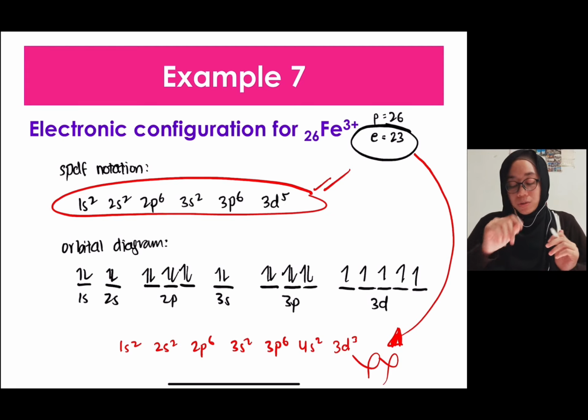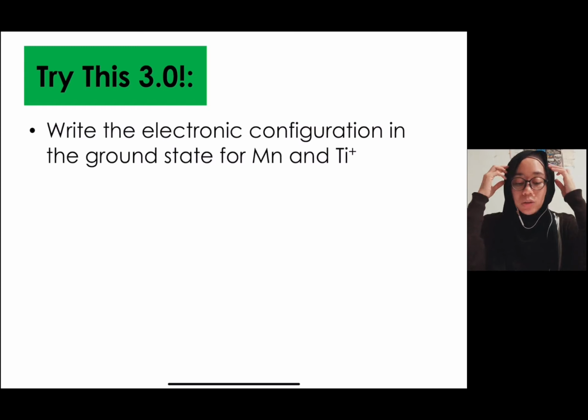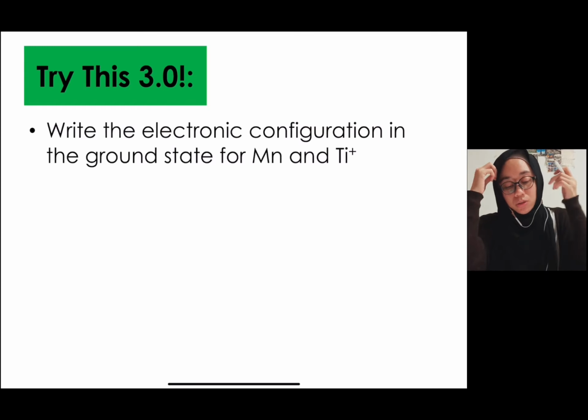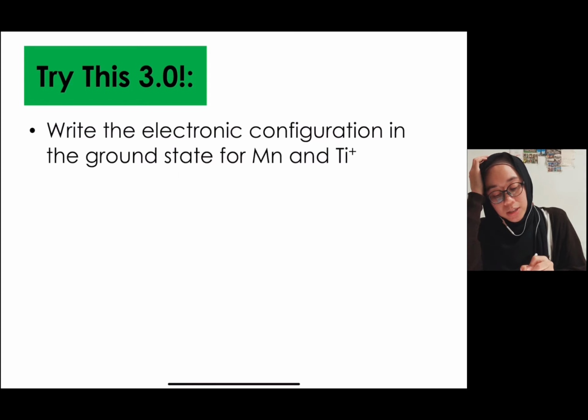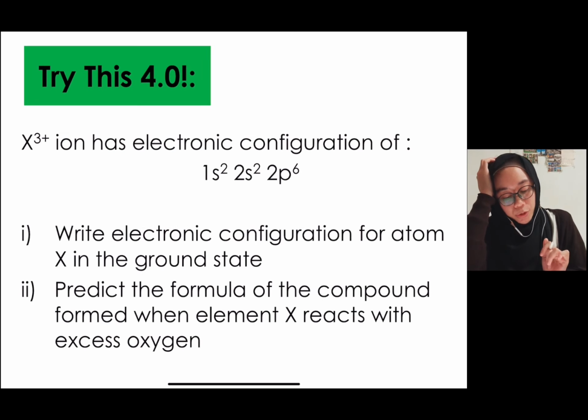Okay, so now kita pergi kepada try this question. So try this 3.0 means nak kamu try buat sendiri. Okay, so write the electronic configuration for manganese and also titanium ion. So try tengok RAM table untuk tahu dia punya proton number. Okay, and then kamu buat juga try this 4.0.